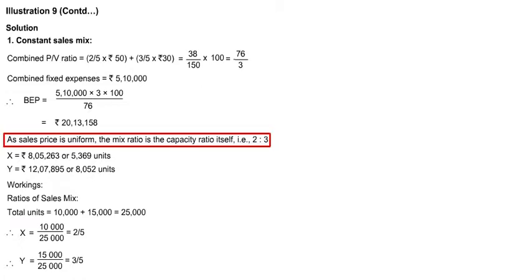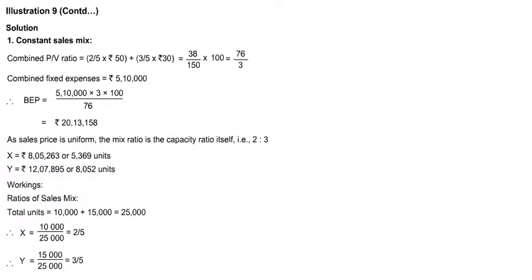At a sales price, if it is uniform, the mix ratio in the capacity ratio itself is 2:3 because we are saying 10,000 and 15,000. So we say the ratio is 2:3. So this particular 20,13,158 would be divided in the ratio of 2:3. That gives us for X it is 8,05,263 or divided by 150 rupees selling price you would get 5,369 units.